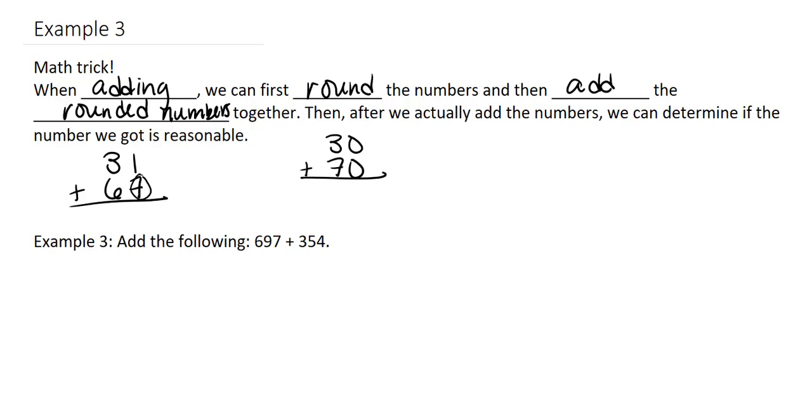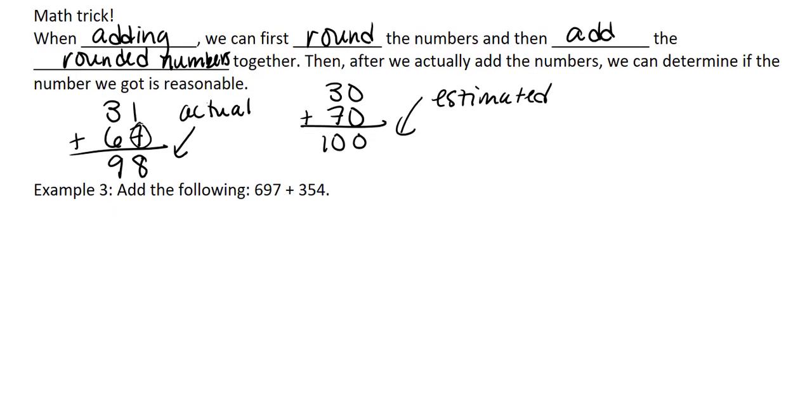So we add these two together. So 30 plus 70, well, 0 plus 0 is 0. 3 plus 7 is 10. So we get 100. So we know our number needs to be close to somewhere around 100. So we can make sure. So we have this 1 plus 7, which is an 8. And then we have 3 plus 6, which is 9. So we can see our actual number is 98. Our estimated number that we thought we should get was 100. So we did really well then. Now, let's go ahead and look at the next example now.